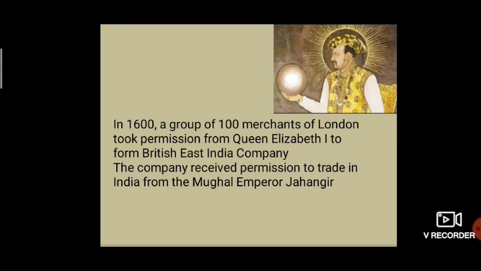What is the name of that company? The British East India Company. The company received permission to trade in India from Mughal Emperor Jahangir. They took permission from their own country, from Queen Elizabeth, to establish a company in India. She gave permission. Now in India also they needed somebody's permission so that they could trade, so they took permission from Mughal Emperor Jahangir.